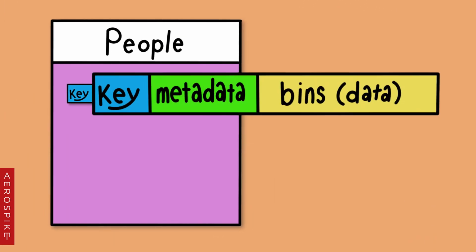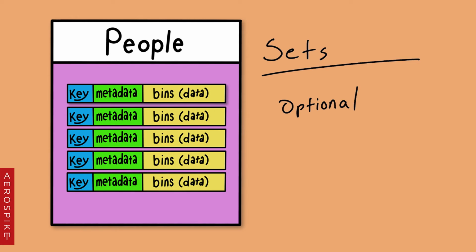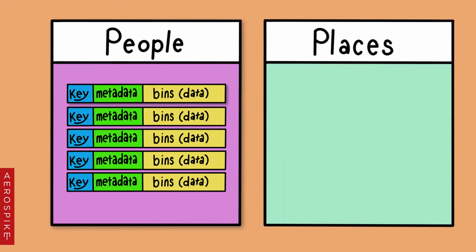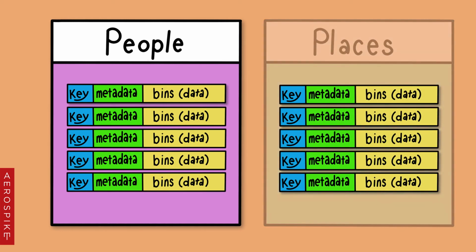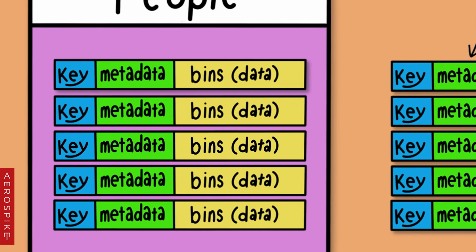Inside the namespace, records may be grouped into optional logical containers called sets. These sets inherit the policies defined in the namespace, but you can define additional policies or apply operations like secondary indexes or scan operations. Multiple sets can exist within a namespace, and records that don't belong to a user-defined set belong directly to the namespace in the null set. It is highly recommended you define a set.